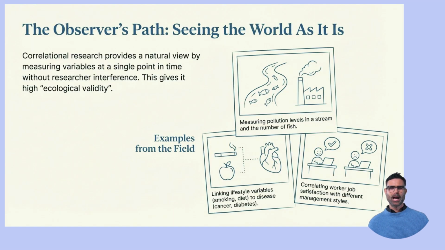The observer's path gives us a natural view of the world. We measure variables at a single point in time without changing anything, which often yields high ecological validity because it reflects real life. Typical examples are measuring pollution and number of fish, linking lifestyle factors like smoking or diet to disease, or correlating work satisfaction with management style. Useful, but still only describing relationships, not mechanisms.